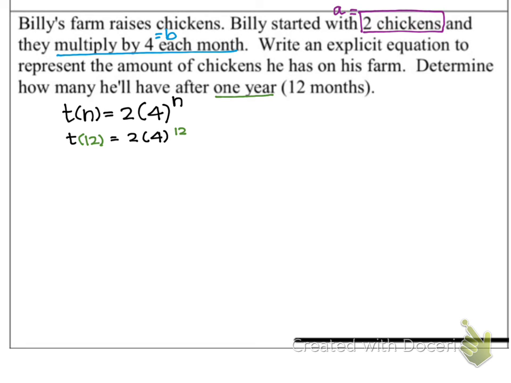And then we're going to type this into our calculator just the way that we wrote it down. And yes, the number is going to be large, which is totally okay. So we get 335,544,32. And we are talking about chickens.